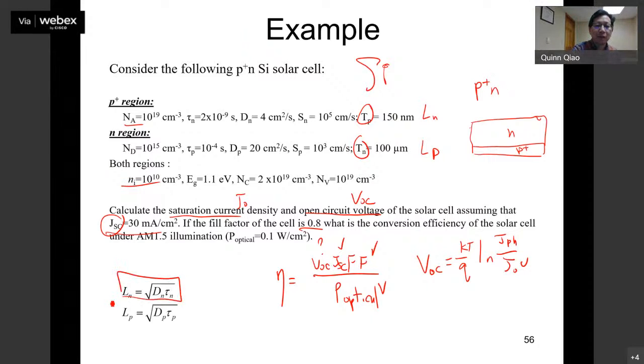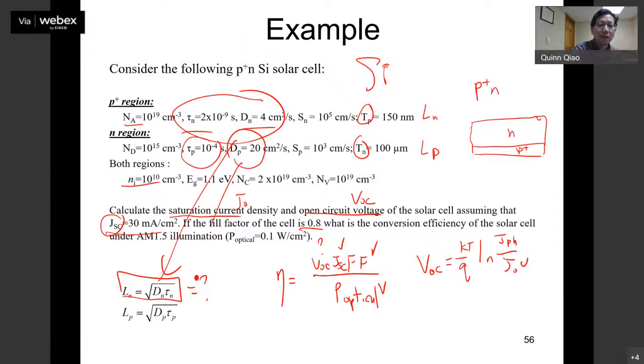So Ln is this equation. Do we have Dn? We have Dn, good. Do we have tau n? We have tau n, good. We plug these two back here and find what it is. The same thing for Lp: we have Dp and tau p, good. Plug these two in to get this part, and then you compare this with Tp and Tn. You figure out whether it's a long or short diode, okay?